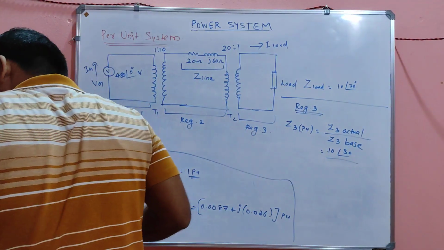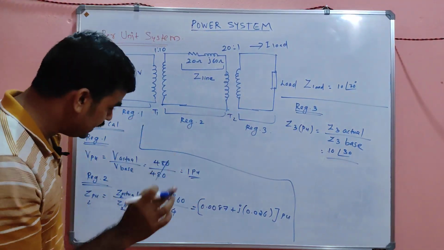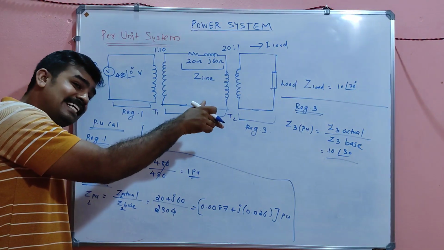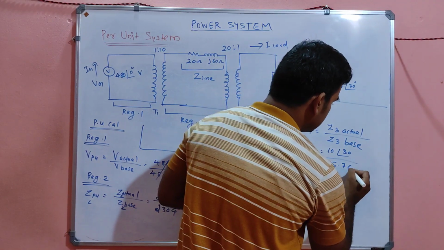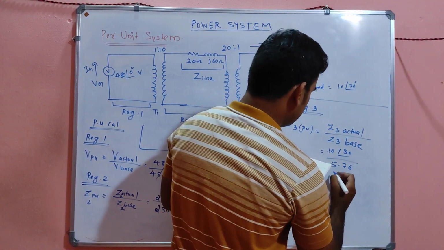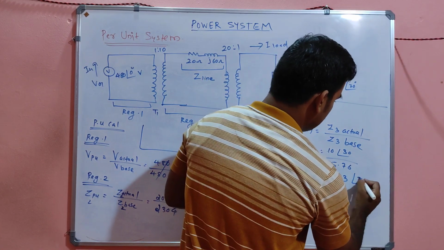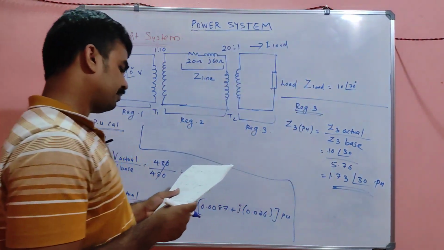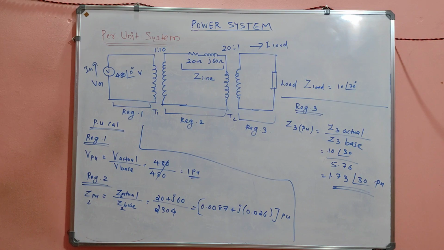So 10 angle 30 divided by Z3 base. What was the Z3 base we calculated? Not Z2 base, my dear, that is Z2 base. We calculated the region 3 base also. That is 5.76. So the answer will be 1.73 angle 30 per unit. Is it clear, my dears?